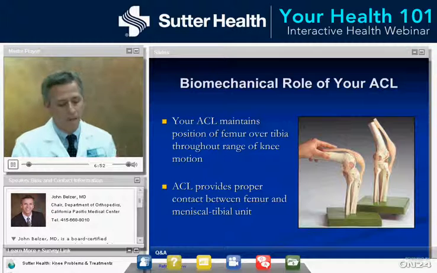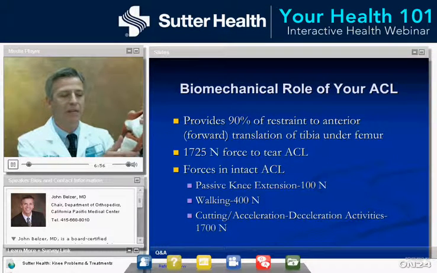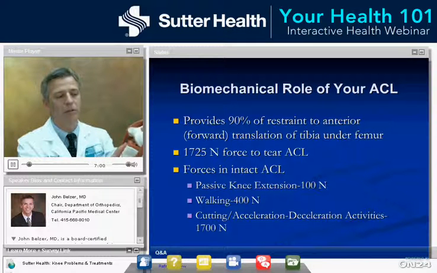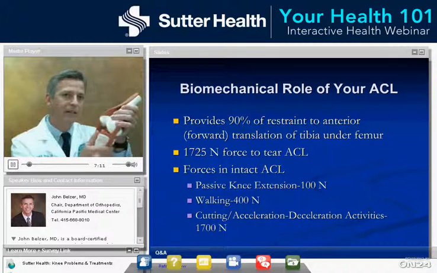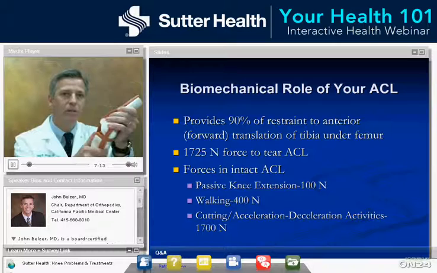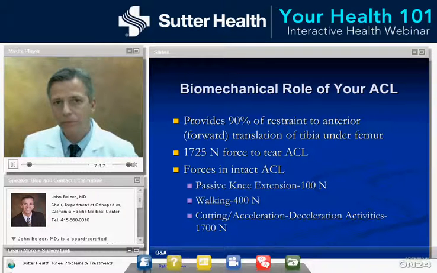So in terms of this support where the tibia is maintained underneath the femur, 90% of that restraint to the forward translation of the tibia is provided by the ACL. So when the ACL is lost, the tibia tends to slide forward, as you see demonstrated here on this model. I'm going to try and get that centered on that picture there for you. So you can see that the tibia will slide forward when the ACL is lost.